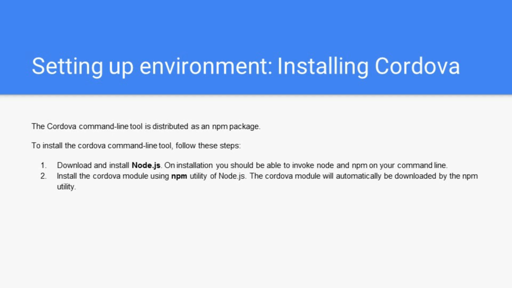The Cordova command line tool is distributed as an NPM package. To install the Cordova command line tool, follow these steps. 1. Download and install Node.js. On installation you should be able to invoke node and npm on your command line. 2. Install the Cordova module using the npm utility of Node.js. The Cordova module will automatically be downloaded by the npm utility.